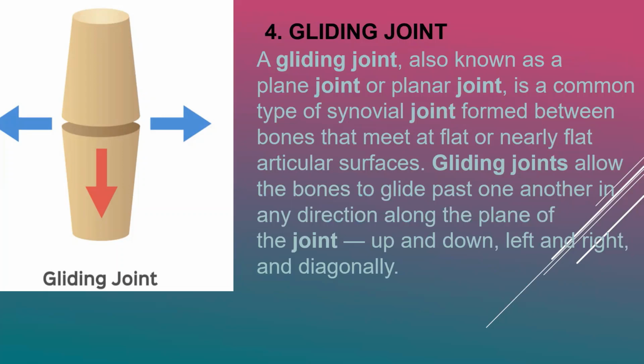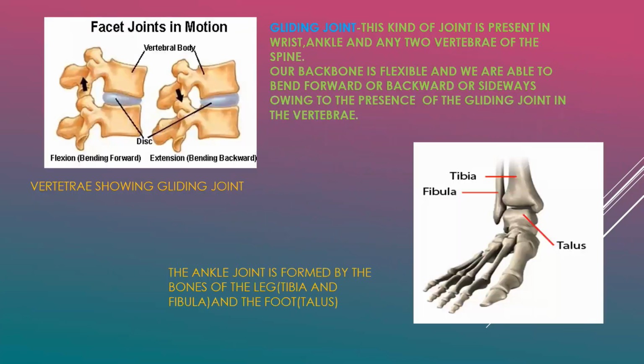So this is all about movable joints. Gliding joints are present in wrist, ankle, and any two vertebrae of the spine. Our backbone is flexible and we are able to bend forward or backward or sideways owing to the presence of the gliding joint in the vertebrae.